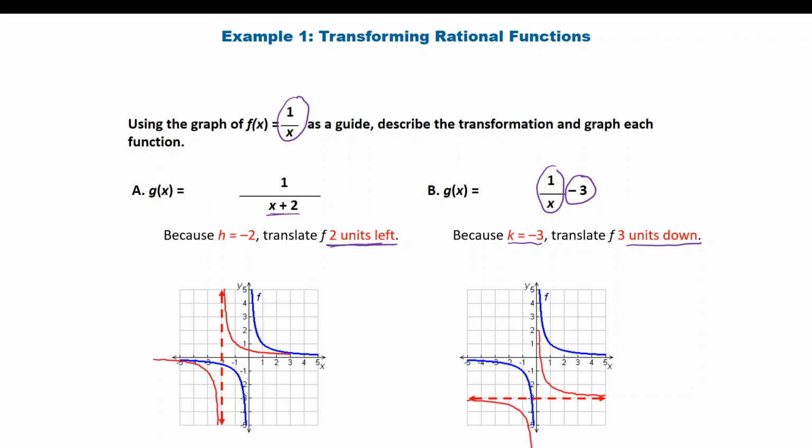Now, I do want to take note of the asymptotes here. On A, notice that my asymptote before was right here. When we shifted the graph over 2 units to the left, my new asymptote is right here, 2 units to the left. And same with the vertical. My original asymptote was here at y equals 0. But when I translated it 3 units down, notice that my asymptote moved 3 units down too.